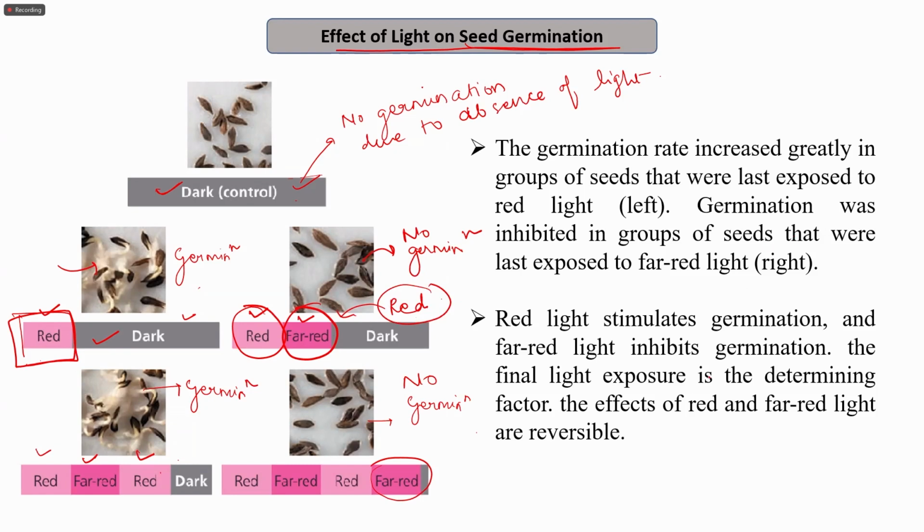So there are two things that we get to know from this experiment. The first one is that far red light inhibits germination. Far red light inhibits germination. While red light causes germination. Red light promotes germination, causes germination.